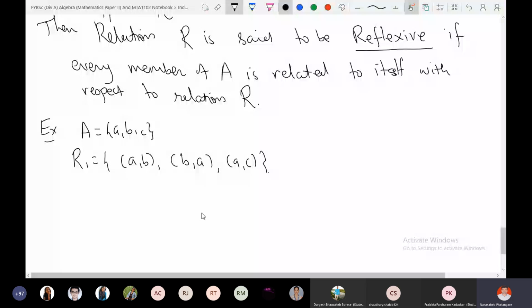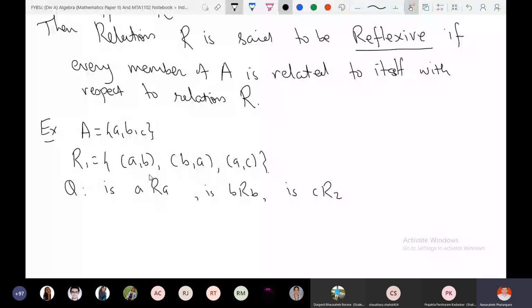No, sir. Because the question I can ask is: is A related to A? Is B related to B? Is C related to C? Because there are only three members. So is A related to A? Is B related to B?